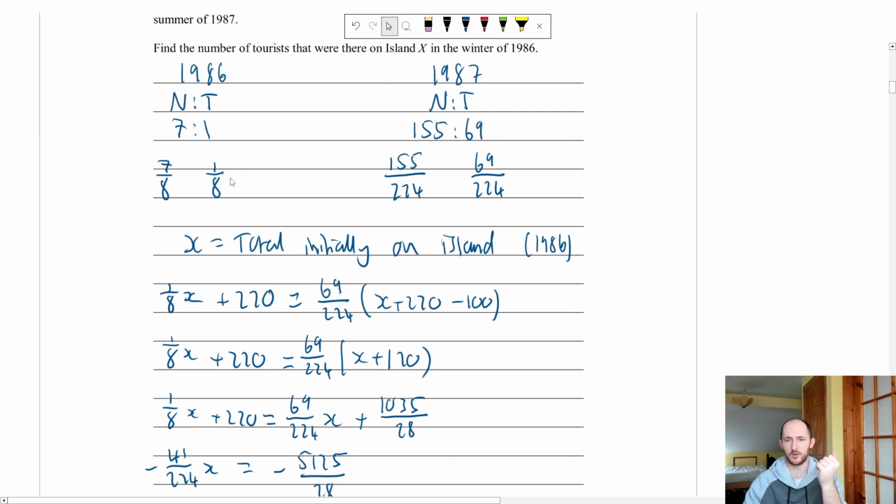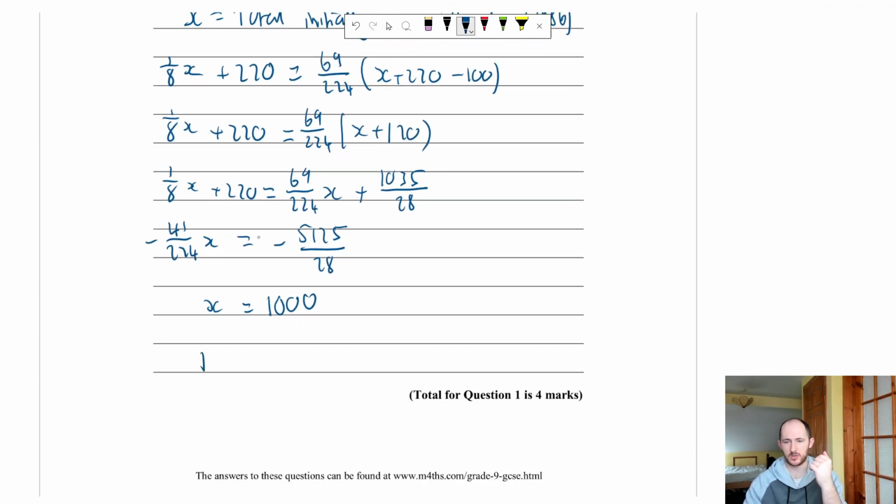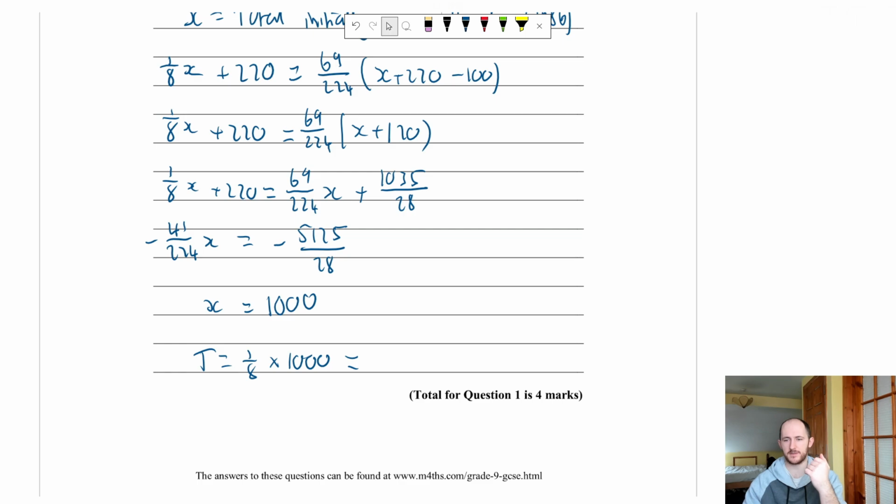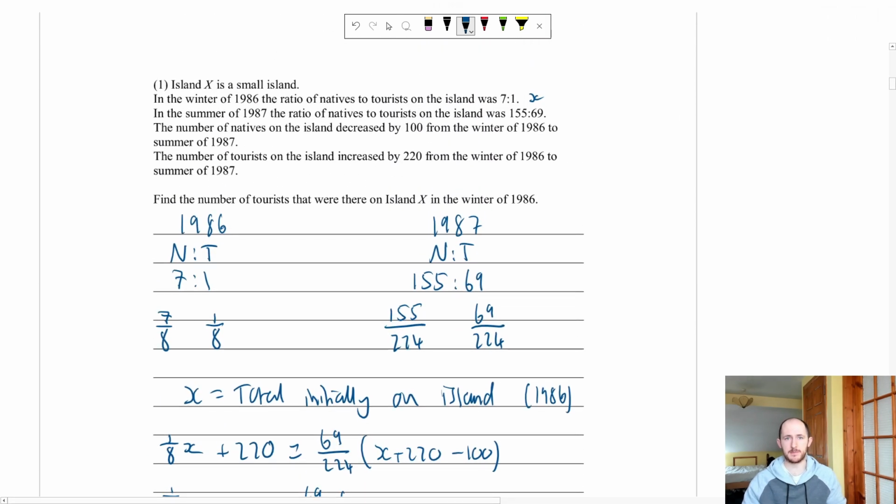And how many of them were tourists? It was 1/8. So tourists equals 1/8 of 1,000, which is 125. So there were 125 tourists initially on the island. Pretty tricky ratio question. But again, you're always trying to form equations in maths. That's all you're trying to do, and then solving them.